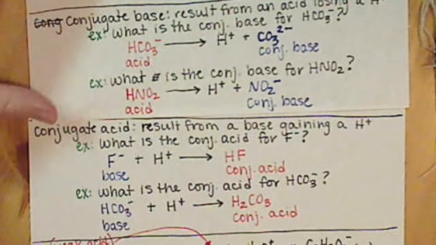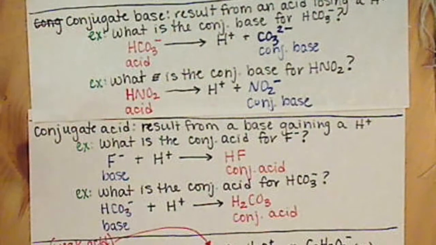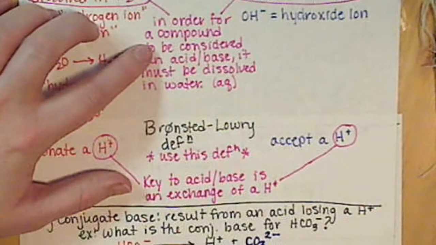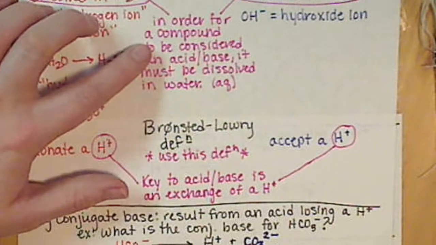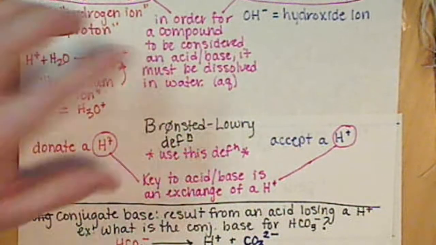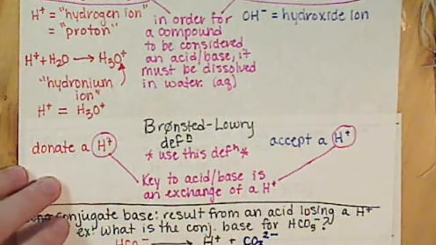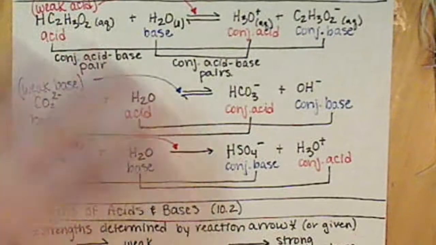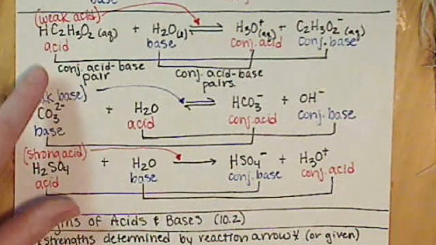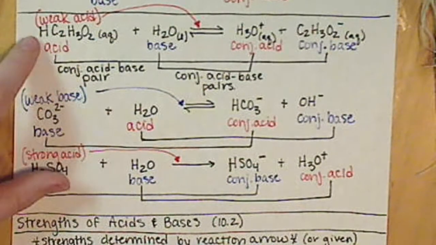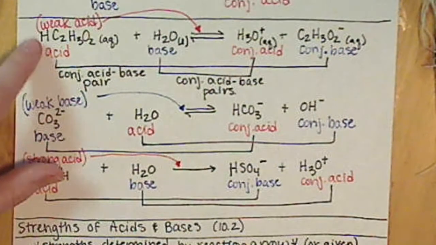Okay. What happens is when we are writing a full chemical equation of an acid or a base, we have to keep in mind that we have water present. Remember, water has to be present in order for us to have an acid or a base characteristic. So what we did then was we looked at these different acids and bases interacting with water. We started off with acetic acid.